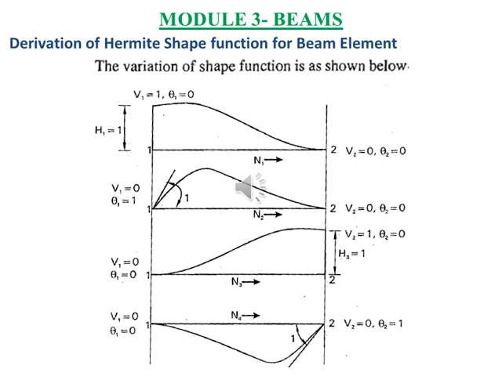Here you can see the derivation of a Hermite shape function for a beam element. So the variation of the shape function is shown in this figure. For h1, h2, h3 and h4, we have the values: v1 is 1 and theta 1 is 0 for h1 at node 1, and at node 2 we have v2 as 0 and theta 2 as 0. Similarly for h2, h3, h4 also we have the shape functions. So this is the variation of the shape function.